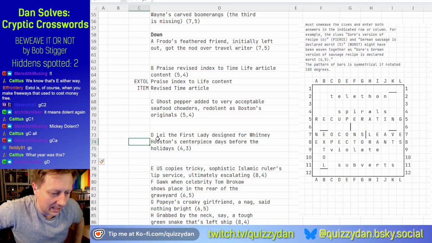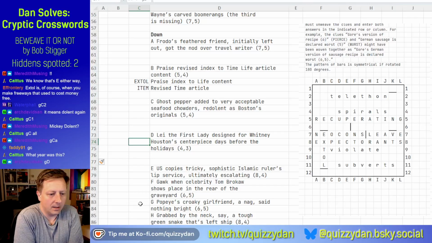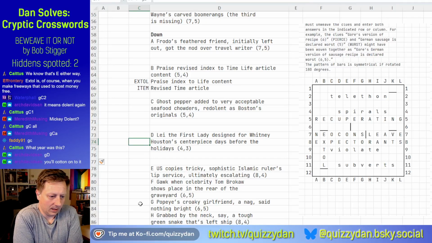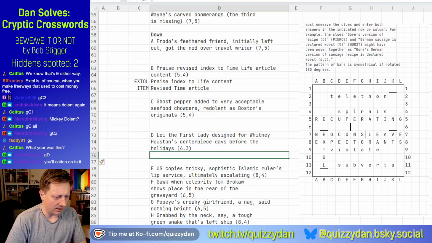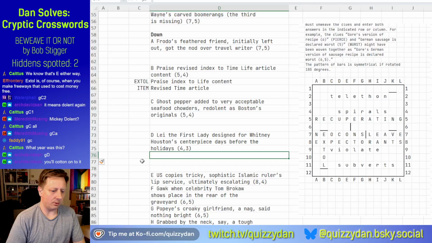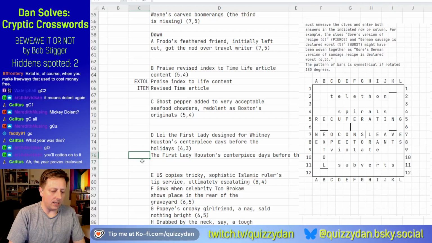Now, why is it Eve's? Houston's centerpiece is S. Is there an Eve Whitney? Oh, hang on. Okay, it's just okay. Oh, ooh, right. Okay. Right. So it's just... I don't know where the is going to go. Let's go with the First Lady. Houston's centerpiece. Days before the yada yada yada. That for me is Eve's.